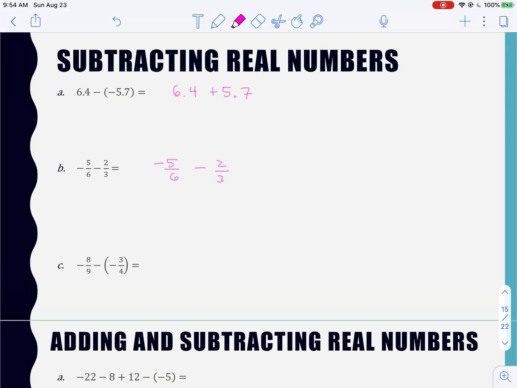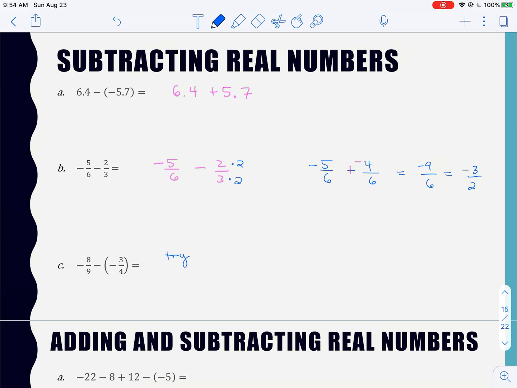Negative 5 over 6 minus 2 over 3. So we need a common denominator, so we can multiply by 2 and multiply by 2. So this is going to be negative 5 over 6 minus 4 over 6. And however you want to think about it, we can add a line and change the sign. So it'll be negative 5 over 6 plus negative 4 over 6, which would end up being negative 9 over 6. You can reduce that into negative 3 over 2.